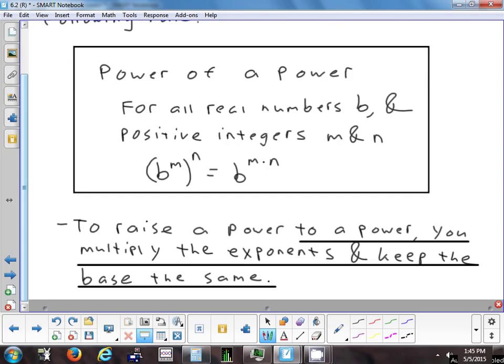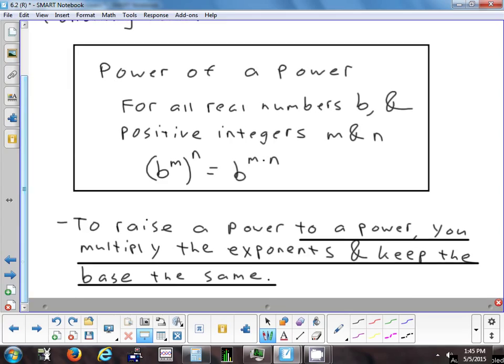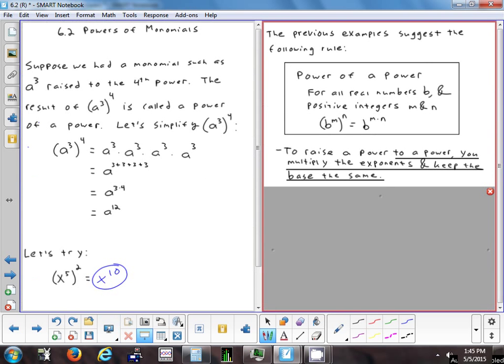Okay, so to raise a power to a power, do exactly what Eli just said. Keep the base the same. You guys have that on your sheet. Multiply the exponents. So everything that's underlined is what you're writing on your sheet. To raise a power to a power, you multiply the exponents and keep the base the same. Yep, you should write that down. After it says to raise a power to a power, comma, you multiply the exponents and keep the base the same.